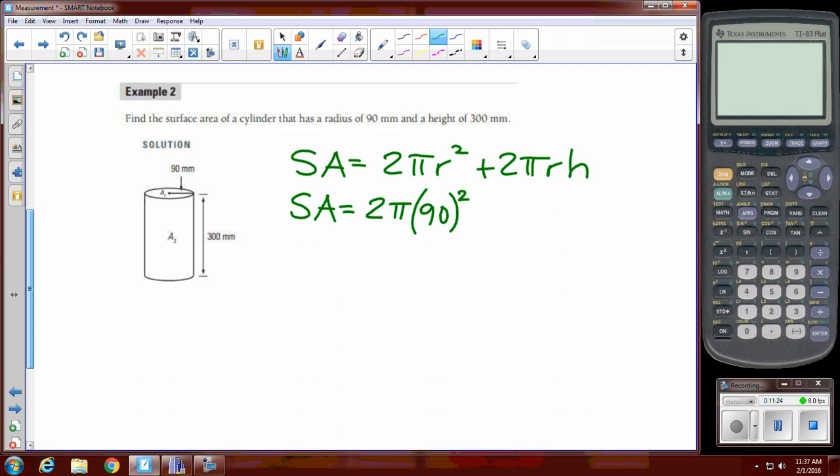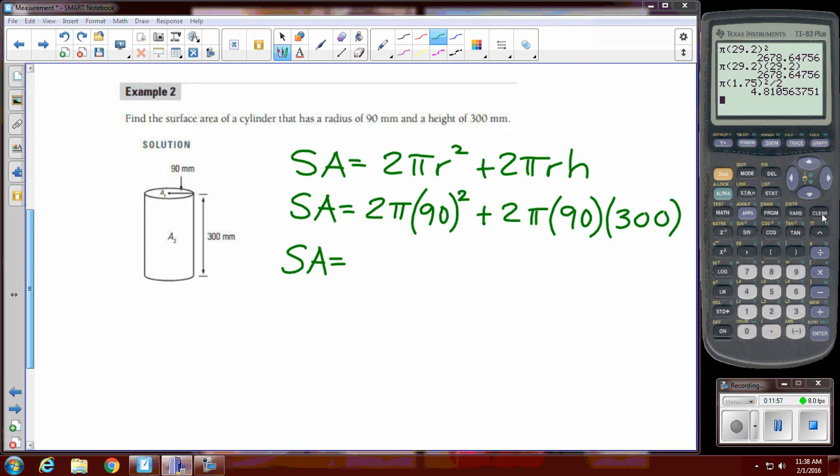So this would tell us the area of the top and bottom circle, plus 2 pi radius again, which is 90, times the height, which it says is 300 millimeters. This second part after the addition sign will tell us the lateral area, just that stuff around the middle. So when we calculate these numbers, you could do them separately and add them up. You could do it all in one chunk in your calculator. I'm just going to break it down so we can look what it looks like separately and add it up. And we can look in the next example how we can do it in one step.